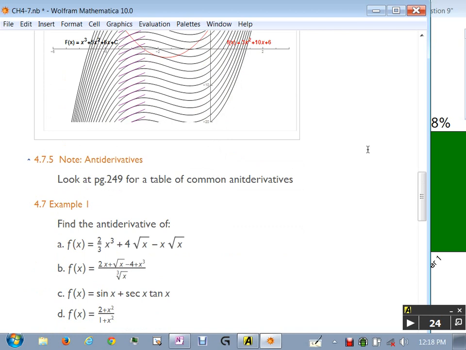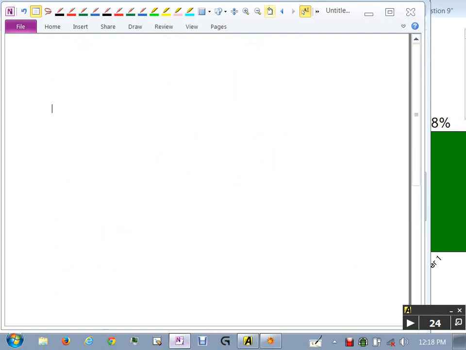Now there are some common antiderivatives that everyone needs to know, all right? And they're on page 249 in your book. They're also on your cheat sheet. And they are the antiderivatives of things that you should already know. We'll run through these pretty quick. If I tell you little f is cosine x, then what's capital F of x? Sine x plus a constant.